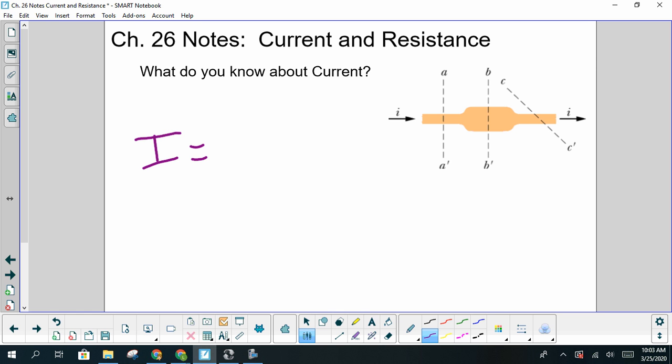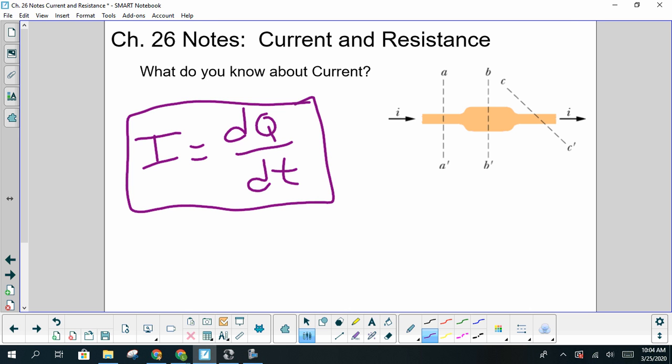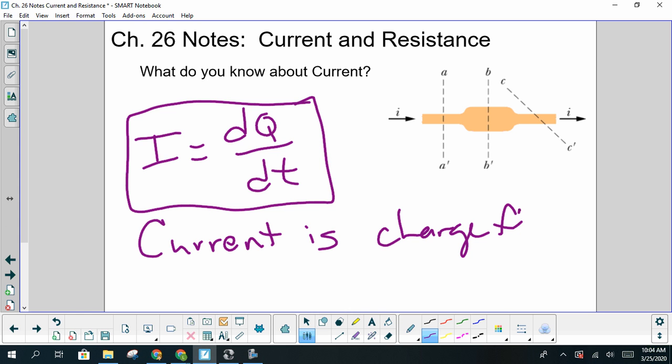I is equal to dq over dt. And you'll find that definition on your green equation sheet. So it's the rate of charge flow. I actually like to think about this more in terms of charge flow rate. So current is charge flow rate. It's how much charge or how many charge carriers are moving past a given point per second.